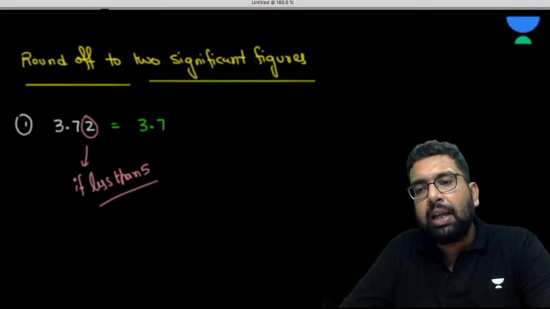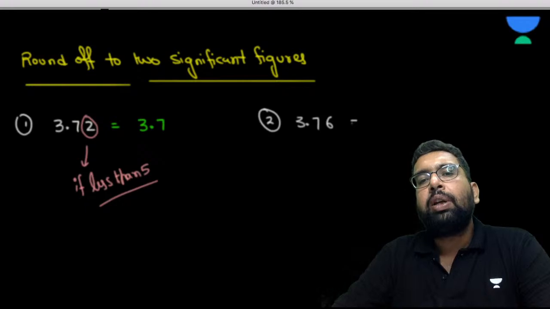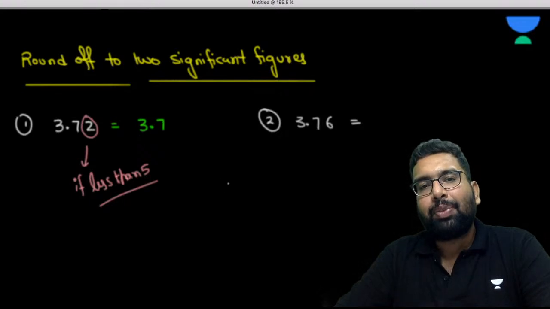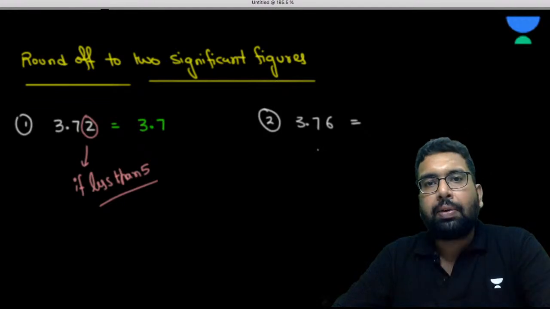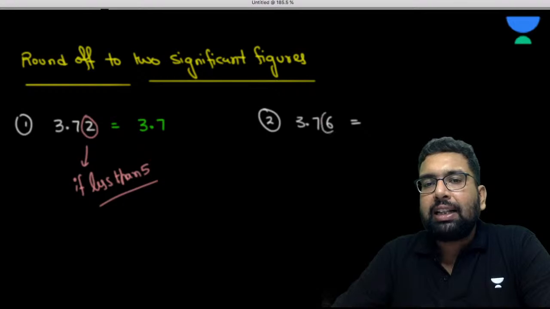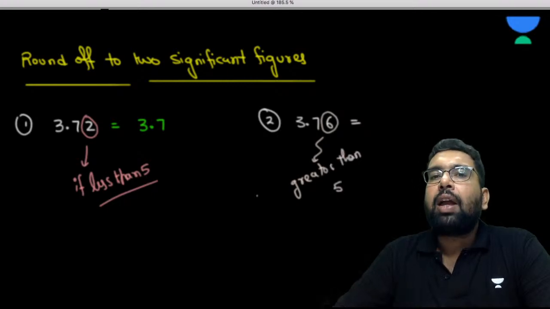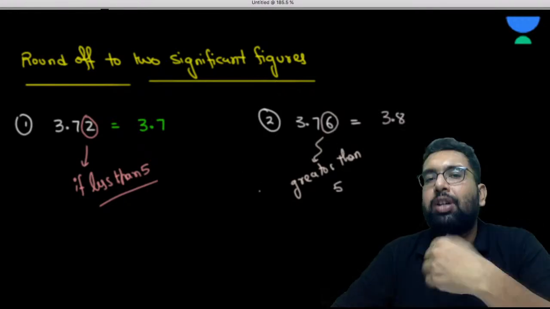Now let's suppose we have the second question, 3.76. We want to reduce this to two significant figures. How are we going to do that? This digit is certainly greater than 5. If it is greater than 5, you must go with the second option, that is, you raise the 7 to the next digit.